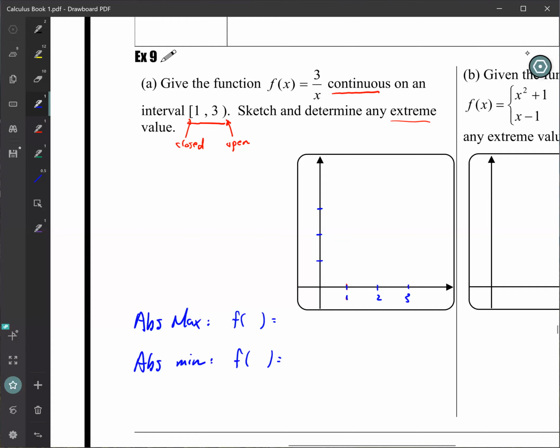Okay, if you got a graph and write down what you think about max and min values, please raise your hand. All right, so here, let me just quickly draw the graph, right? At plugging 1, it will be 3, right? Plugging 2 will be 1.5. Plugging 3 will be 1, but because it's open, I have to draw an open circle.